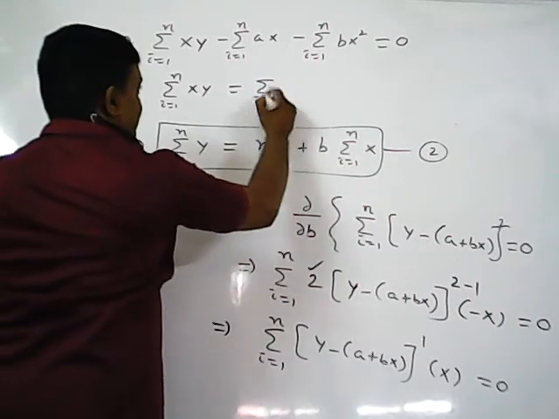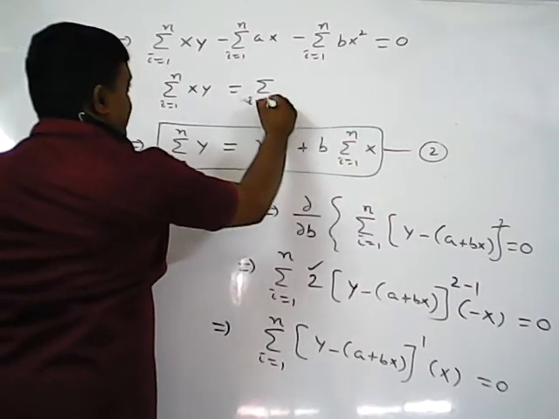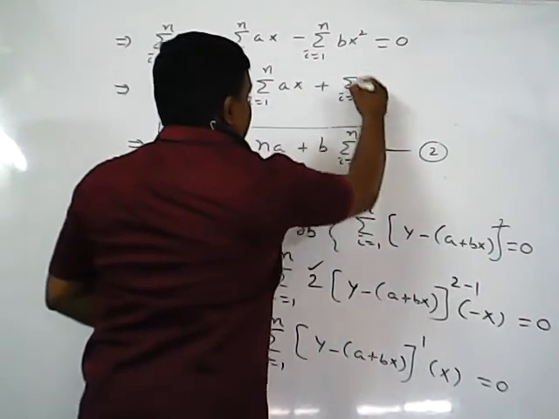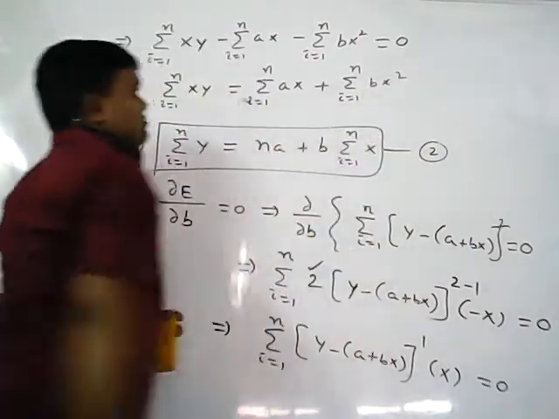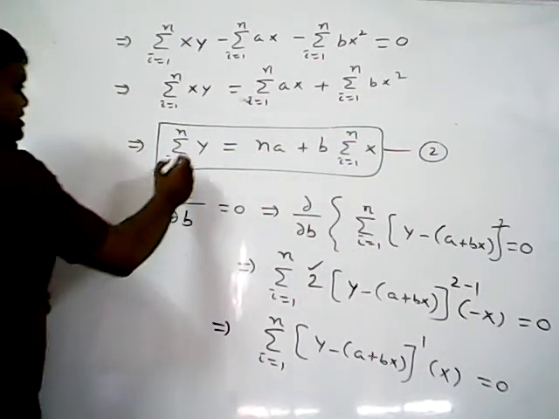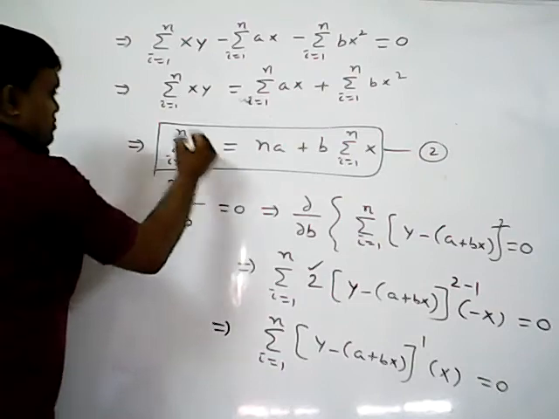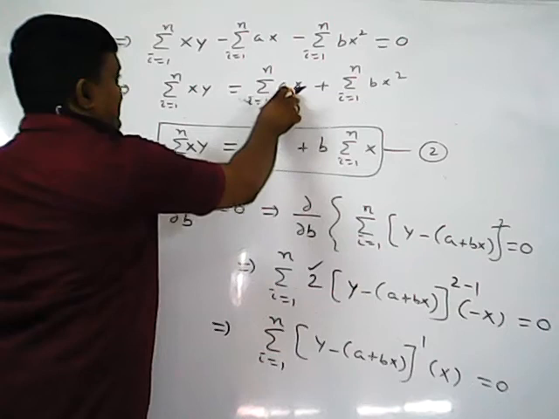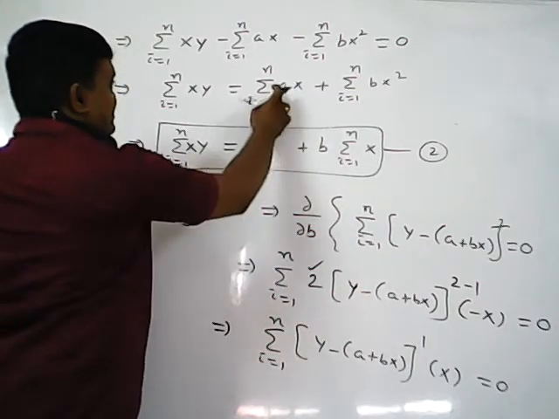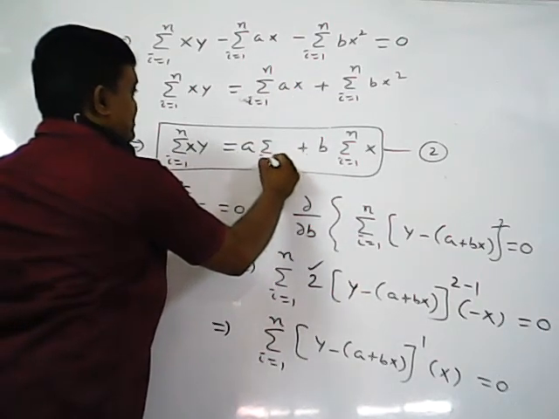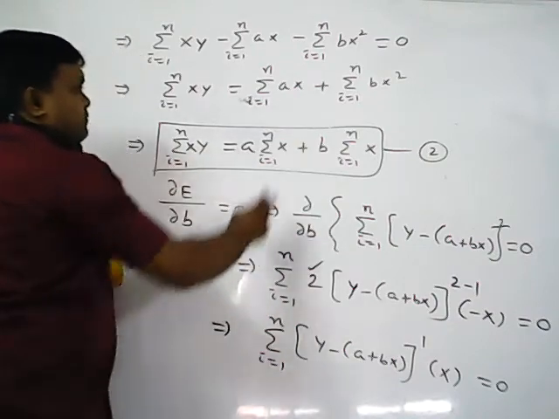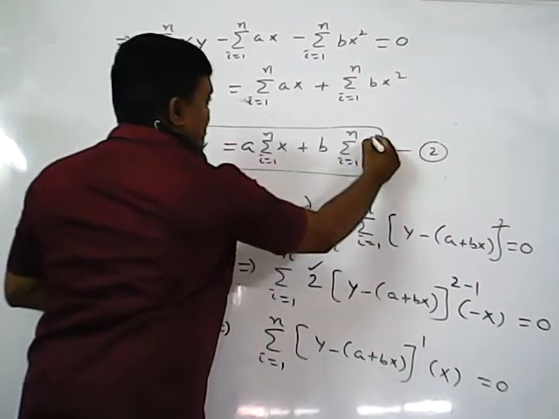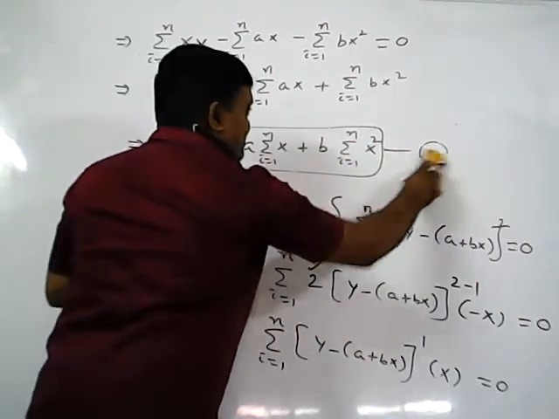What do you get? Summation i equal to 1 to n ax plus summation i equal to 1 to n bx square. That means what is the second normal equation? You will get summation i equal to 1 to n xy is equal to a. Is a a constant or not? A constant should be separated. So a into summation i equal to 1 to n x plus b into summation i equal to 1 to n x square. This is equation number 3.